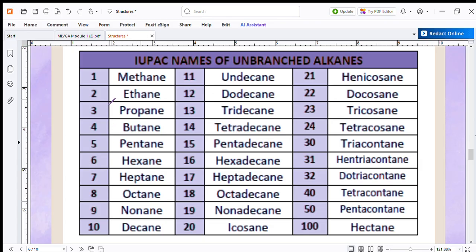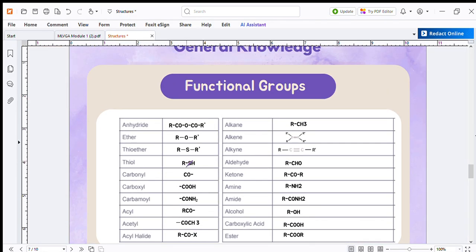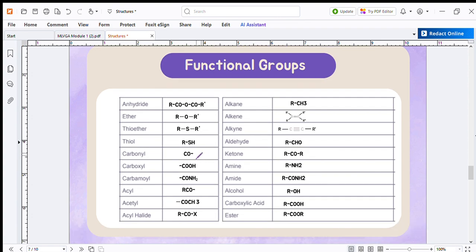Kailangan malaman natin kung ilan po ang carbon. Same with this, kailangan din ito i-memorize, but the most common po is 1 to 10, yung ipapakita sa inyo sa mga practice questions. Moving to the next, ito po ang functional groups. Another, functional groups, kailangan natin ito i-memorize at i-familiarize.